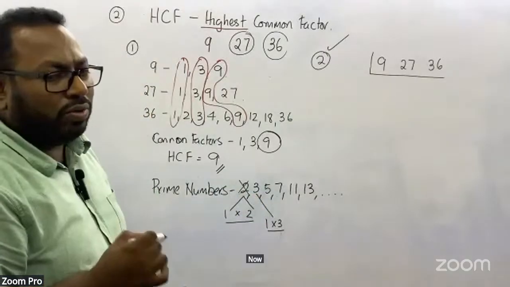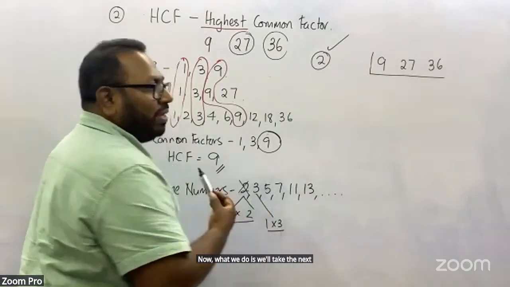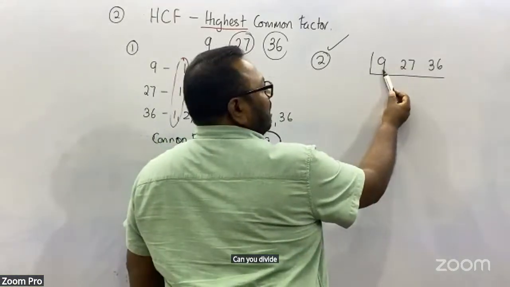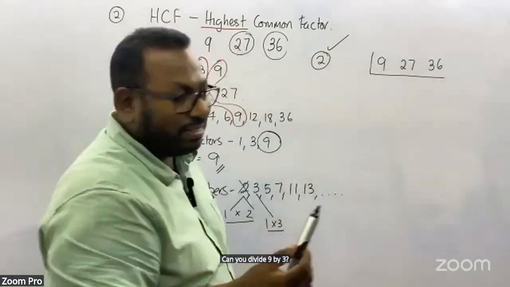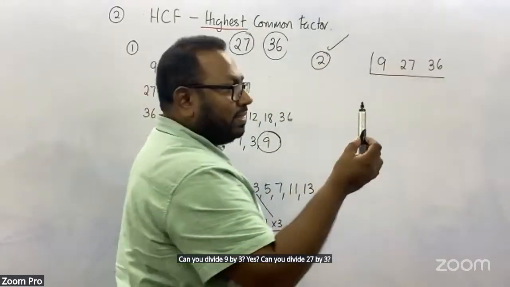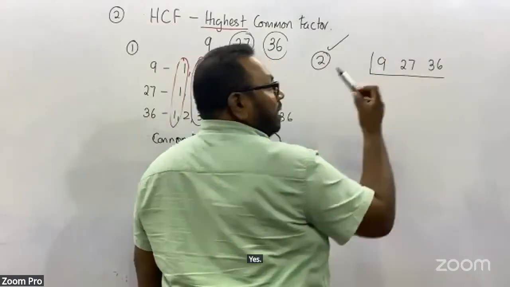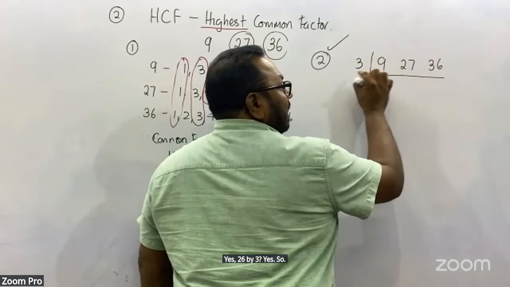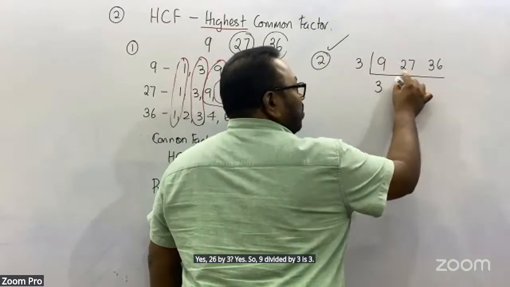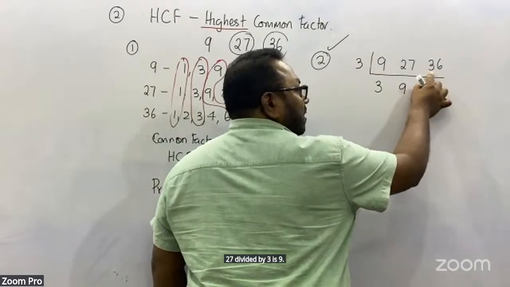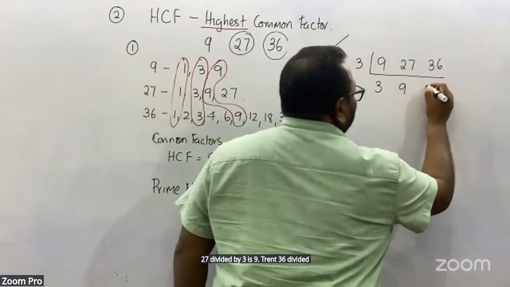Now what we do is we take the next prime number. What is the next prime number? 3. Can you divide 9 by 3? Yes. Can you divide 27 by 3? Yes. 36 by 3? Yes. So 9 divided by 3 is 3. 27 divided by 3 is 9. 36 divided by 3 is 12.